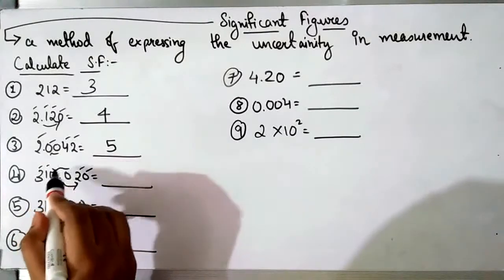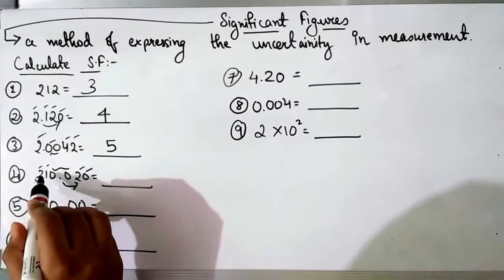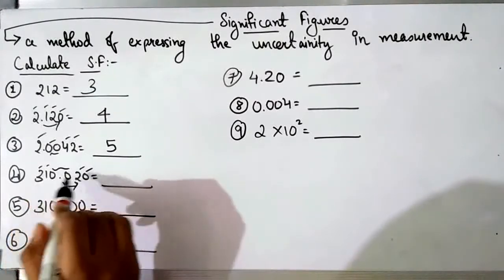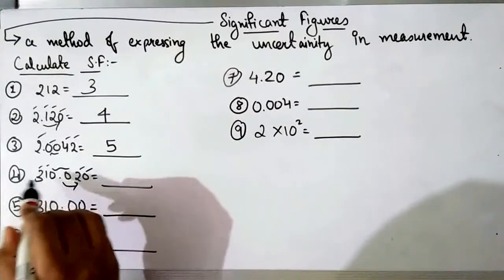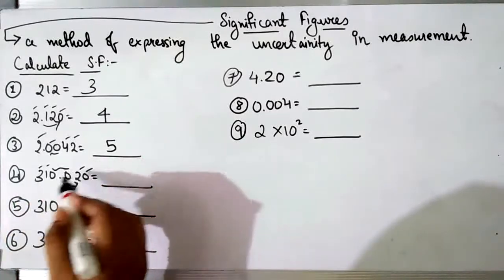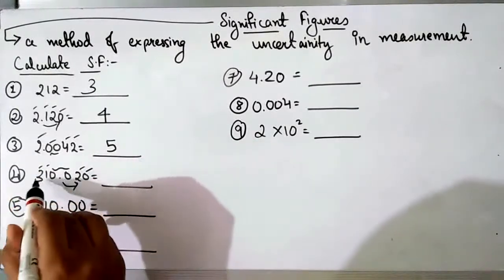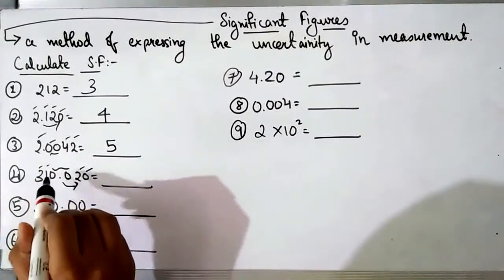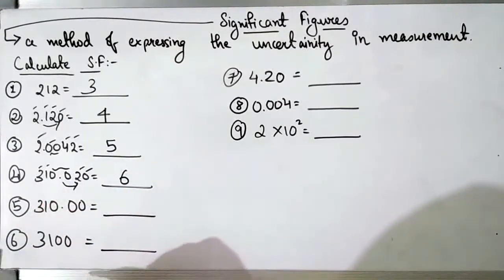Next, these two zeros. Now these 2 zeros are present between 2 significant figures, that is 1 and 2. 1 and 2 are the significant figures. They are non-zeros also. So when the zeros are present between 2 non-zeros, they are significant. Or when the zeros are present between 2 significant figures, then also they are significant. So overall we have 1, 2, 3, 4, 5, 6. 6 significant figures in the fourth one.